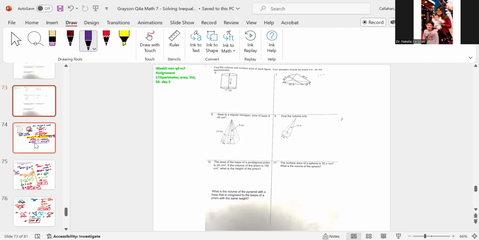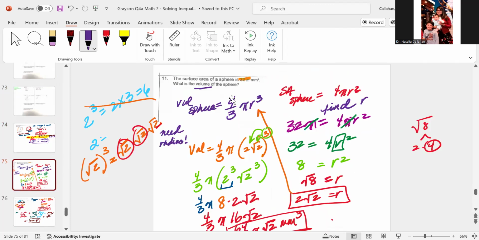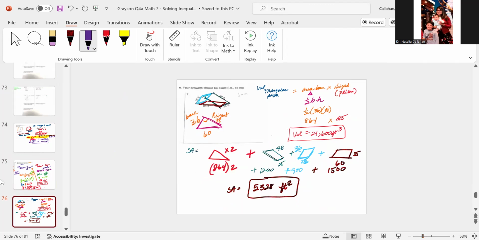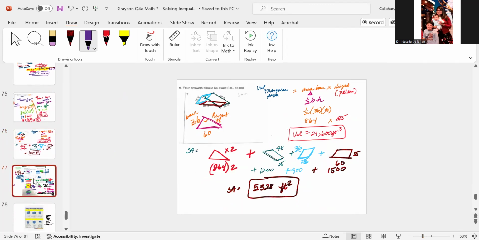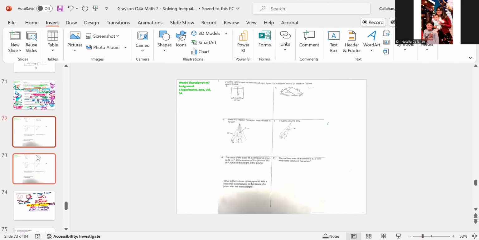Okay. So yesterday we went over the cylinder. We went over the surface area question when you work backwards. And we also did the triangular prism, correct? So what are we going to go over today? Which one do you need to go over? 8 and 9. So which one first? You pick.